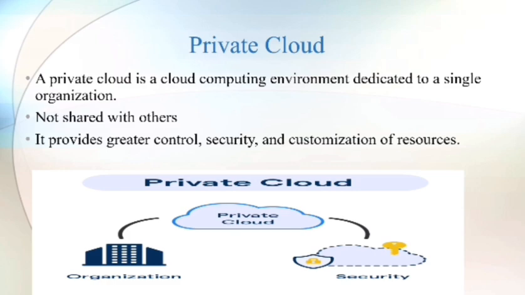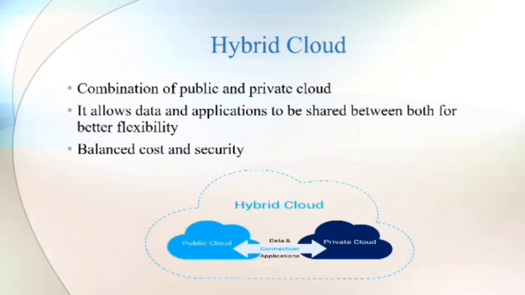Next comes the hybrid cloud. This is a combination of public and private cloud. Companies use both together. For example, important data is stored in the private cloud for security and normal work is done using the public cloud. So they get the best of both security and cost efficiency. That's why many companies prefer this model.